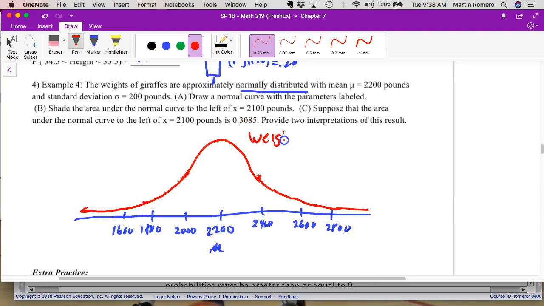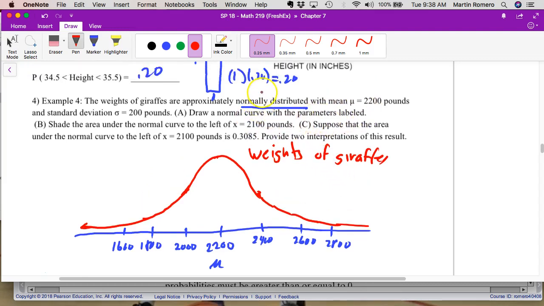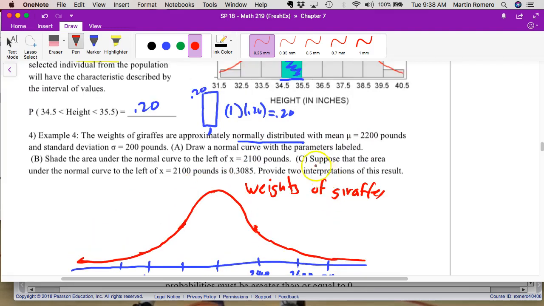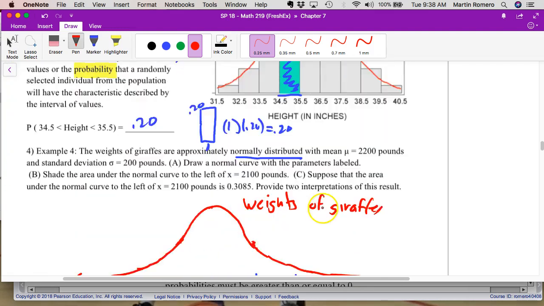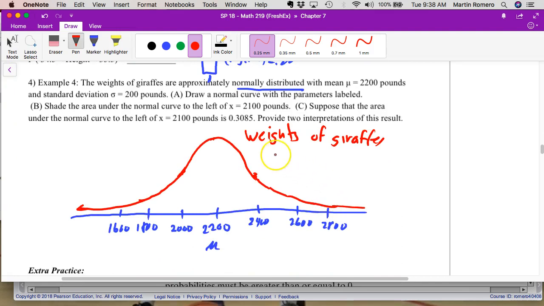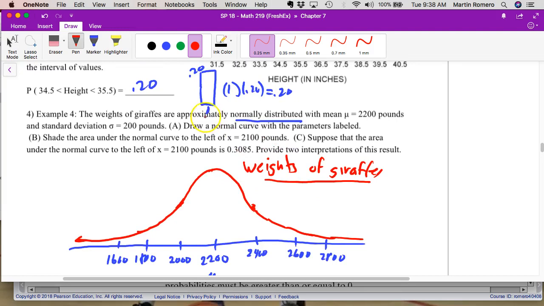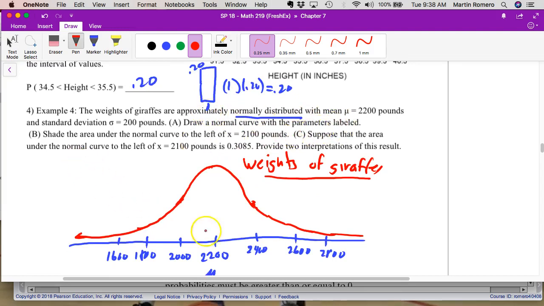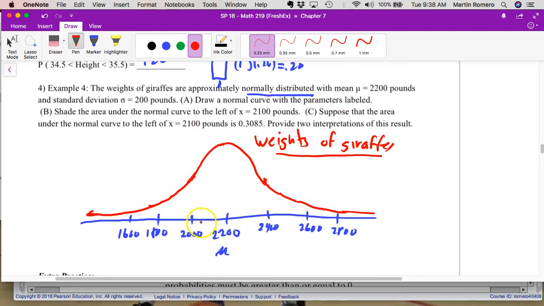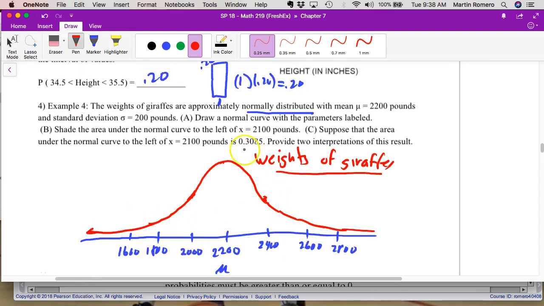This represents the weights of giraffes, and it's a relative frequency. We're just not drawing all the rectangles in. I don't have all the data. I just know that it's normally distributed. Because I know it's normally distributed, it's going to look like this shape. Its histogram would look like that if I had the data. You've got to pause and think about that again. So draw a normal curve with the parameters labeled. Just did it: one standard deviation, one standard deviation below, two below, three below, and so forth.